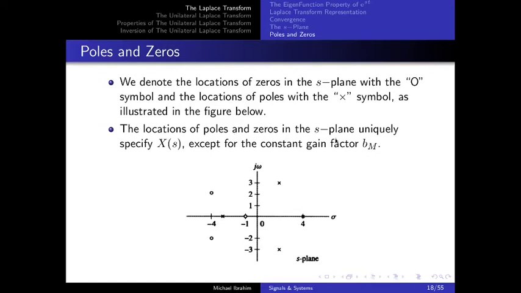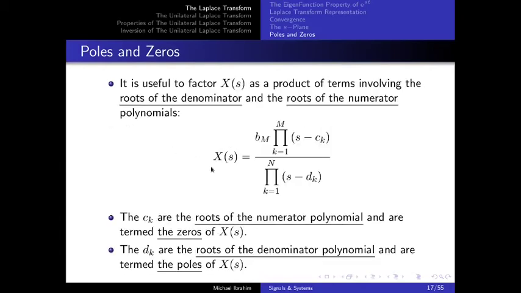The location of poles and zeros uniquely specifies x of s, because if you know the location of poles and zeros, you can write x of s as a multiplication of s minus the first zero multiplied by s minus the second zero multiplied by s minus the third zero, and so on, over s minus the first pole multiplied by s minus the second pole, and so on. And by the way, the number of poles is known as the order of the system. So whenever you hear about a third order system, it simply means that it has 3 poles, or the polynomial in the denominator is of order 3.